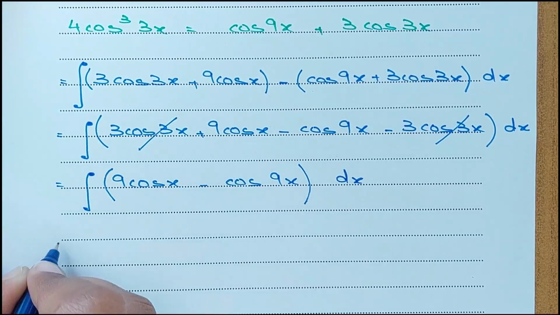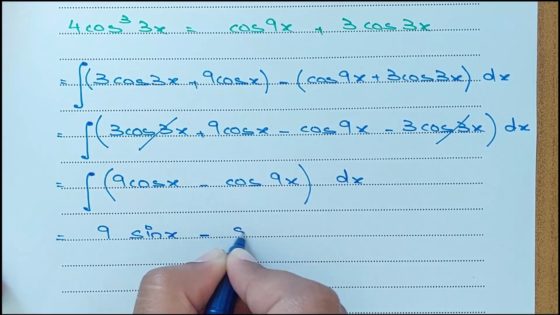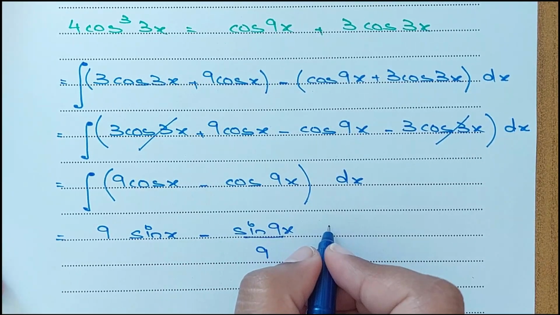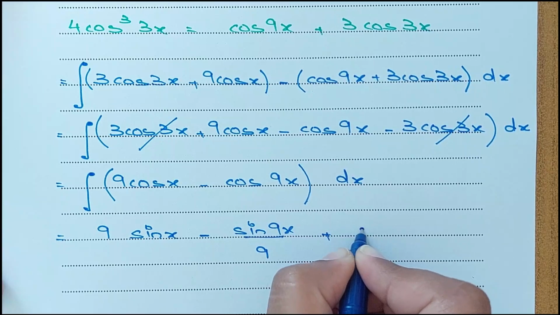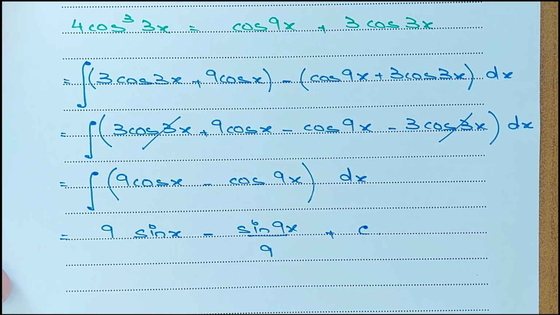dx. The integration of cos is sin x, minus sin 9x over 9, plus some constant of integration. This is the exact integral, right? So that was the last question of our paper.